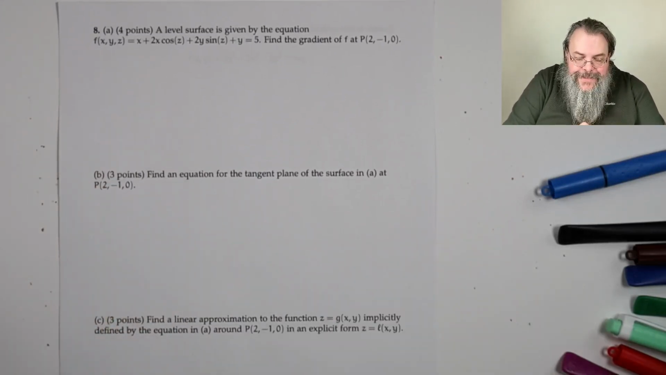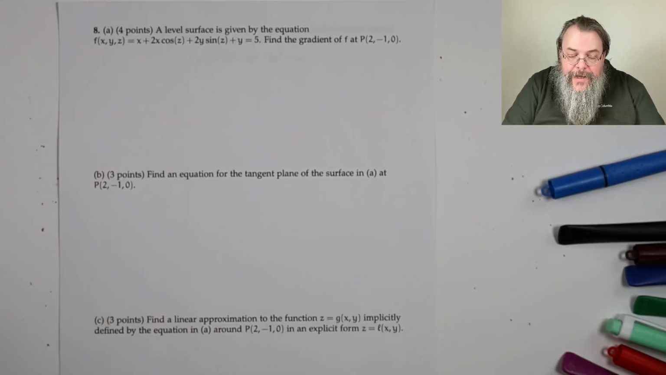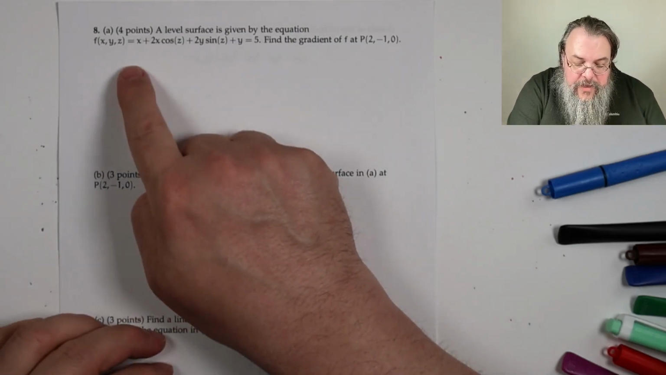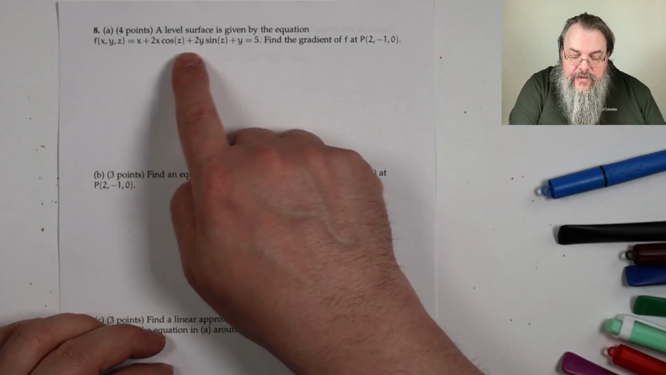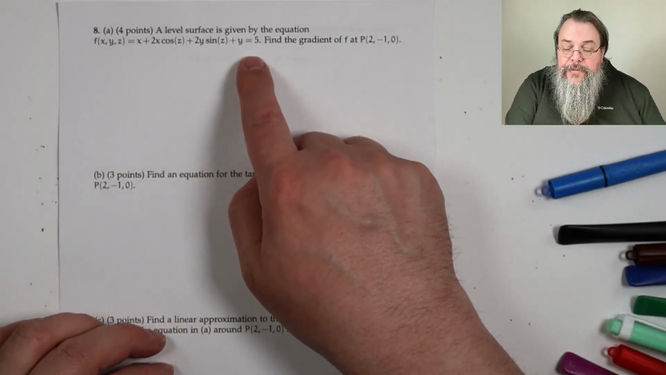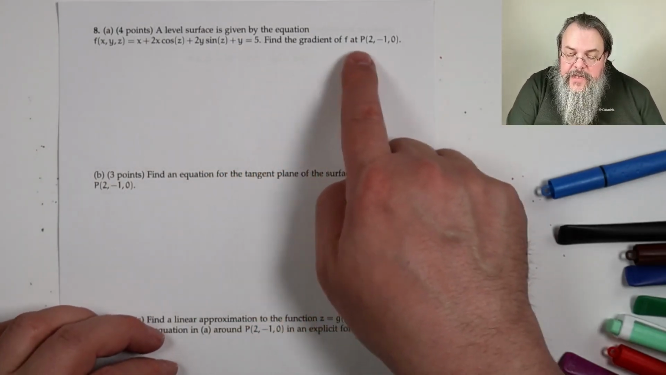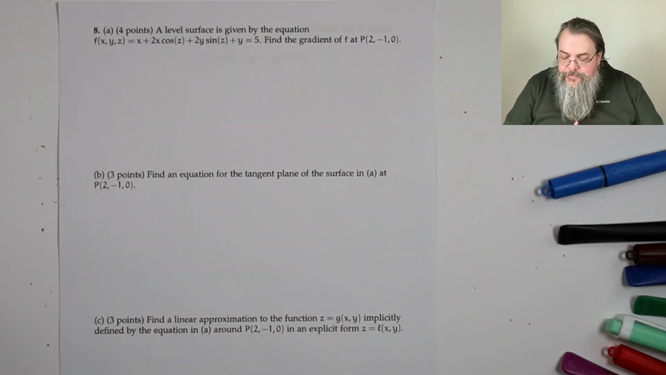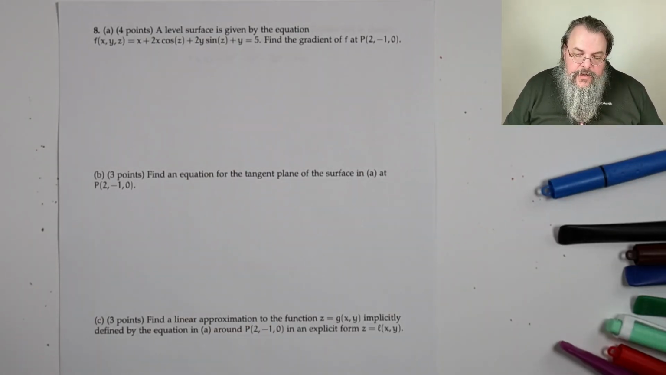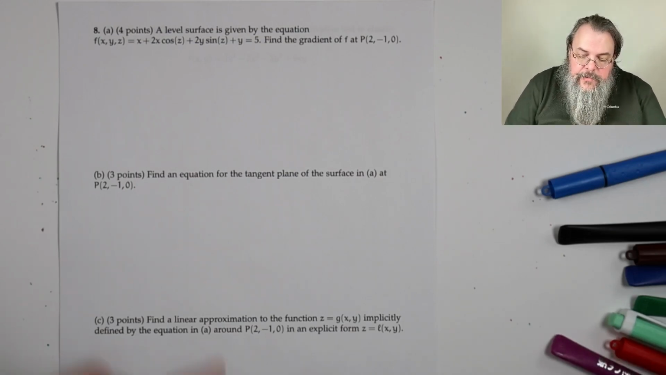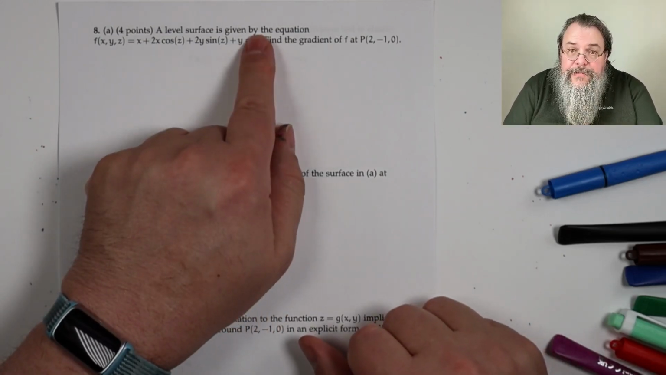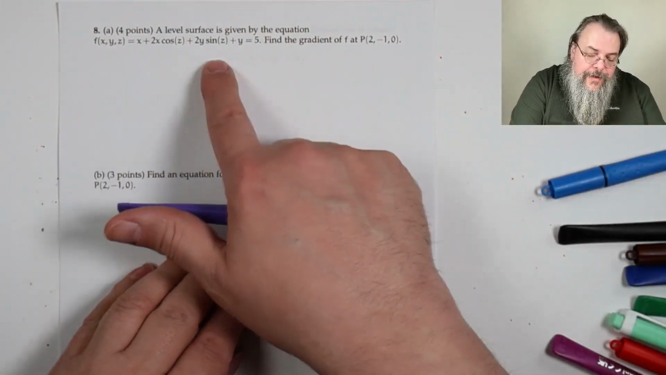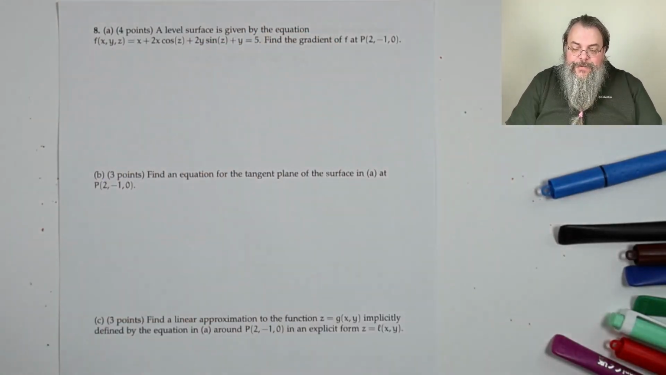So we have the following. A level surface is given by the equation f(x, y, z) = x + 2x cos z + 2y sin z + y = 5. Find the gradient of f at the point (2, -1, 0). All right, well, okay. So the gradient of f, don't worry about the equals 5. Just this left-hand side, or I guess this middle side, if you will.